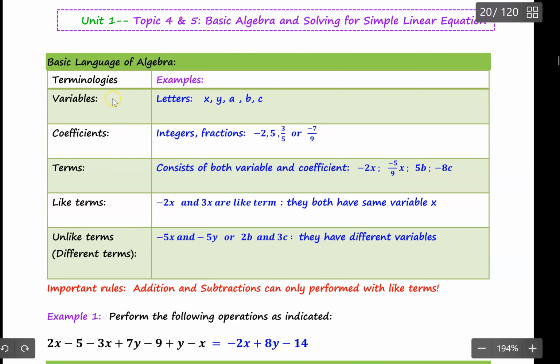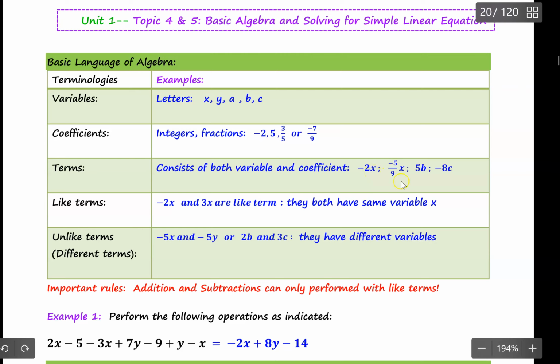So if I put a variable and a coefficient together, I will form a term. So therefore, the definition of a term is a term consists of both variable and coefficient. So you see in this case, I have x as a variable. In front of x, I have -2, so I have a term. And what you do is you interpret it as -2 times x.